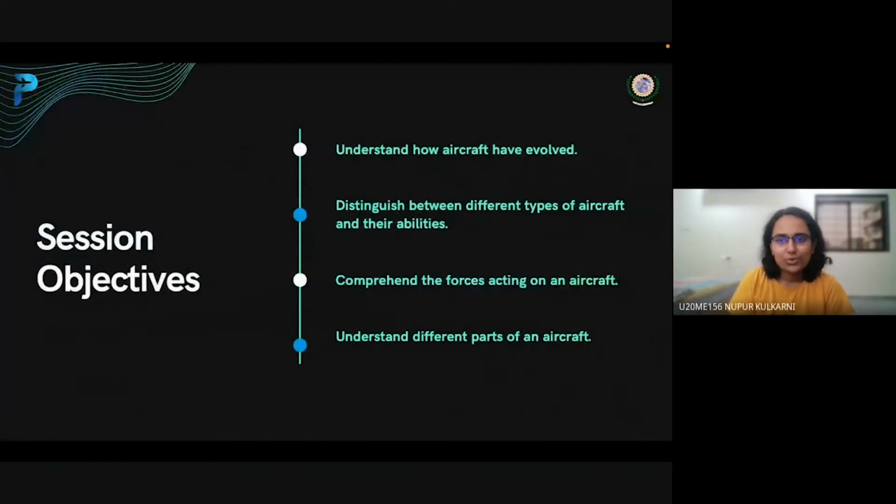Thank you, Pooja. So, hello everyone. Good evening. Let's start with our first session. It's about aircraft introduction and basics. Before starting our session, let's see what the session objectives are. After completion of this session, you will be able to understand how aircrafts have evolved, distinguish between different types of aircrafts and their abilities. You will comprehend what kind of forces act on an aircraft, how they maneuver, and also understand different components of the aircraft along with the control surfaces.